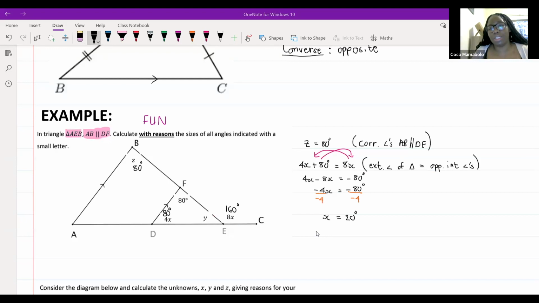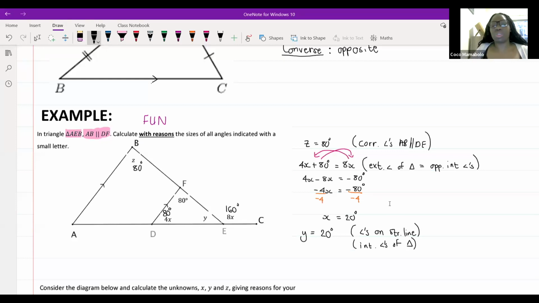How much is y equal to, guys? Y is equal to 20. Yes, good. Y is equal to 20 degrees. Okay, you can use 2 reasons for this one. One of them is what Sia said: we can use angles on a straight line. Or you could also use the interior angles of a triangle. Okay, you can use any of those.